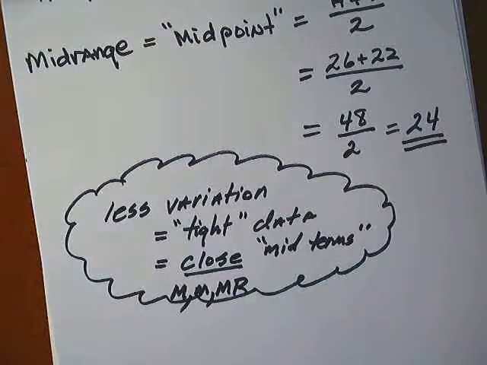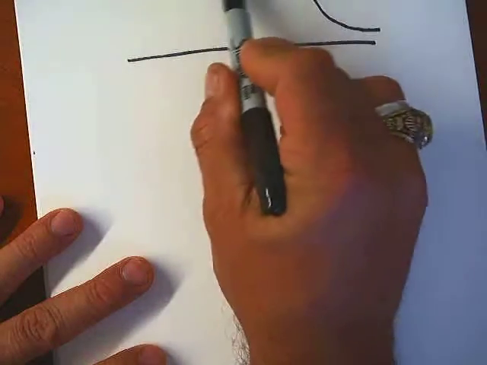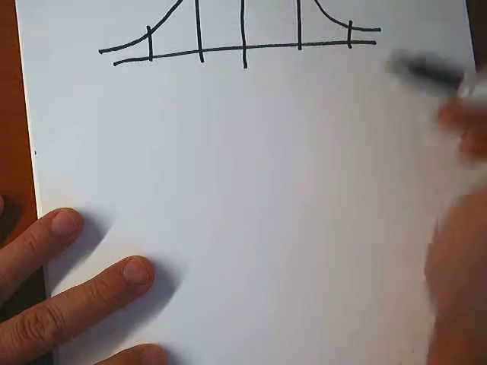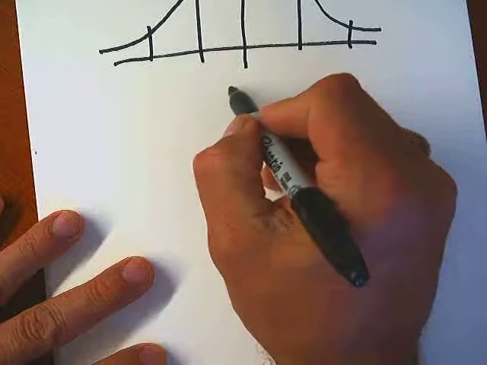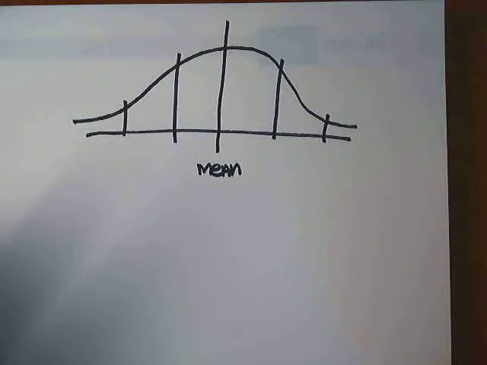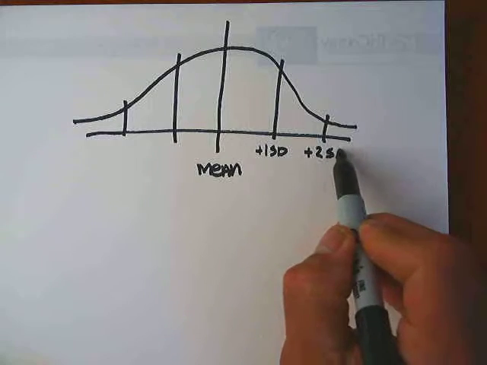Anytime you're dealing with data, anytime the three numbers, mean, median, and the mid-range, are close together, that means your data is tight and there's not a lot of variation. Okay. Now, what is the standard deviation? I'm just going to draw it in the picture. Here's our bell curve. The middle of the bell curve is the mean. We found out how to find the mean. But the standard deviation tells us how far and how wide our bell curve is.